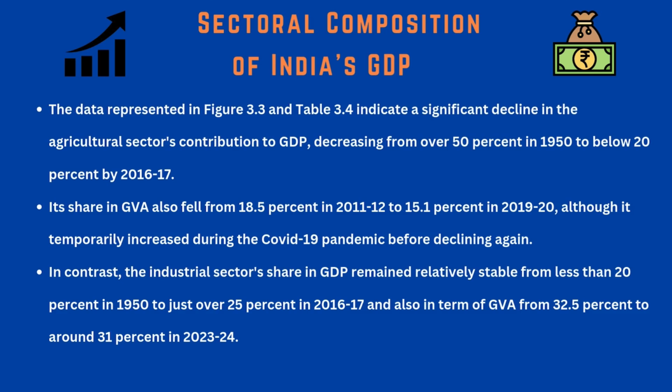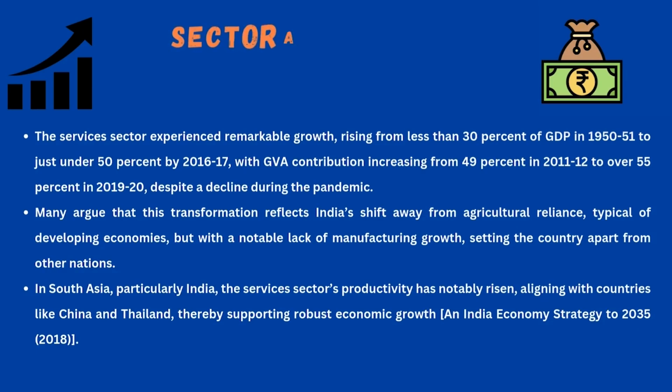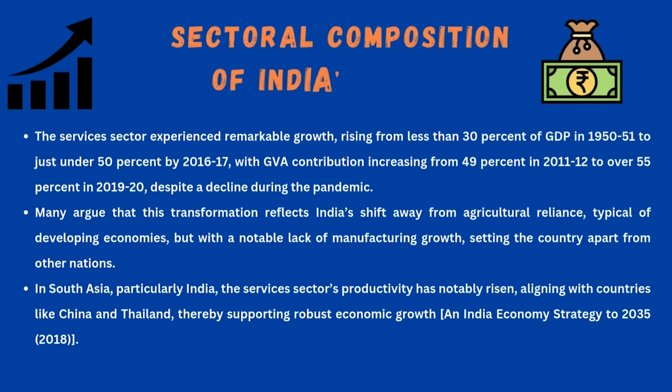In contrast, the industrial sector's share in GDP remained relatively stable, from less than 20% in 1950 to just over 25% in 2016-17, and also in terms of GVA from 32.5% to around 31% in 2023-24. The services sector experienced remarkable growth, rising from less than 30% of GDP in 1950-51 to just under 50% by 2016-17, with GVA contribution increasing from 49% in 2011-12 to over 55% in 2019-20, despite a decline during the pandemic.